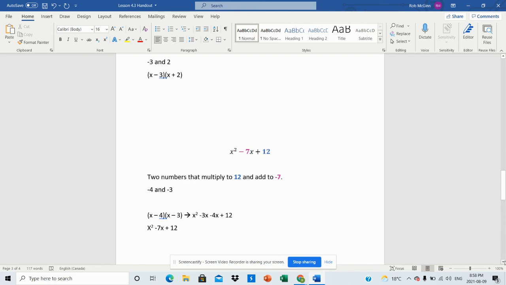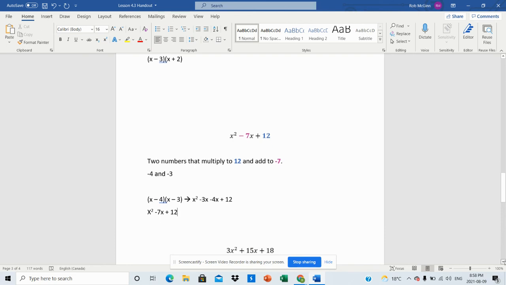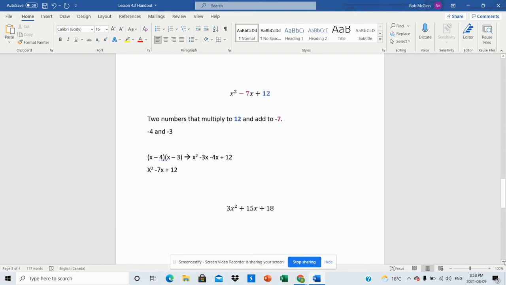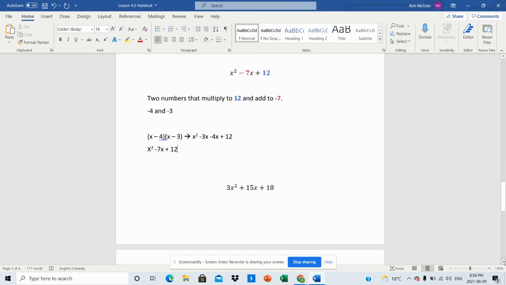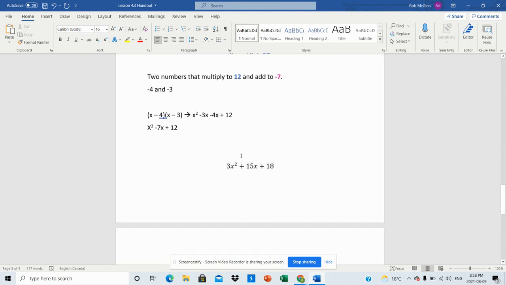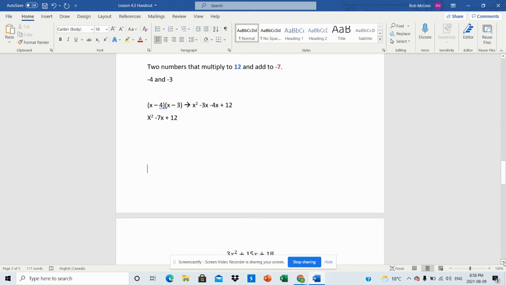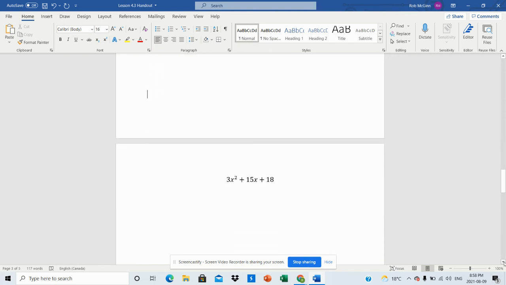All right, one final one. Sometimes I told you there would never be a coefficient in front of the x in this lesson. Well, there is, but it's only to show you that sometimes it's smarter to see if there's a common factor we can pull out first. So we want to see if there's a common factor we can pull out from all three of these terms.